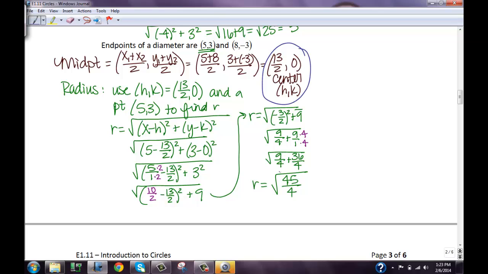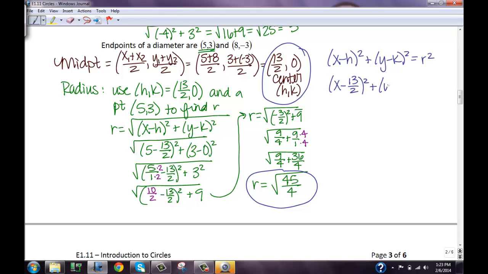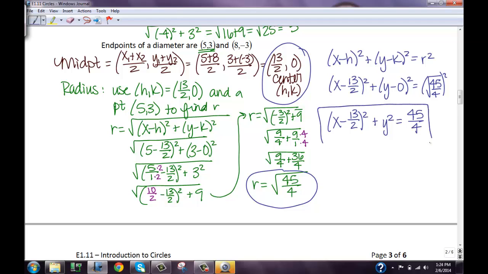So I'm going to take my center, which I found, and the radius that I just found, and plug it into my x minus h squared plus y minus k squared equals r squared. So here my x minus my h, which in this case is 13 halves, squared, plus y minus my k, which is 0, squared, equals my radius, which is the square root of 45 over 4, squared. Okay, and then I simplify. So that leaves me with x minus 13 halves squared plus y squared equals 45 over 4, because the square and the square root cancel.